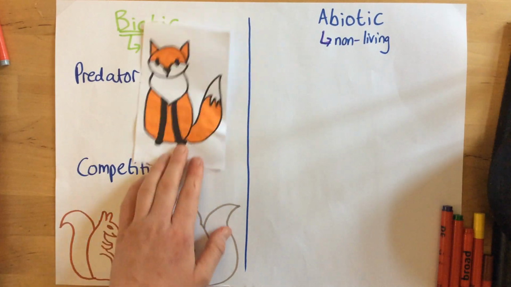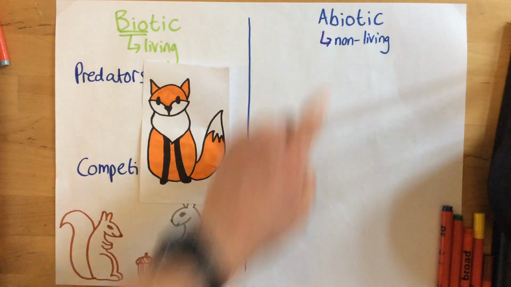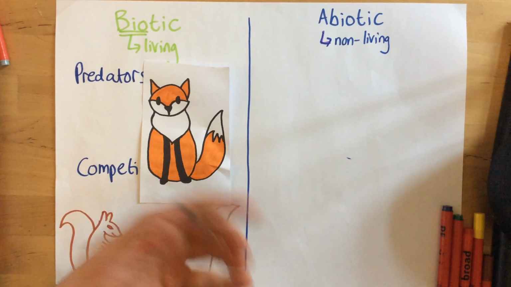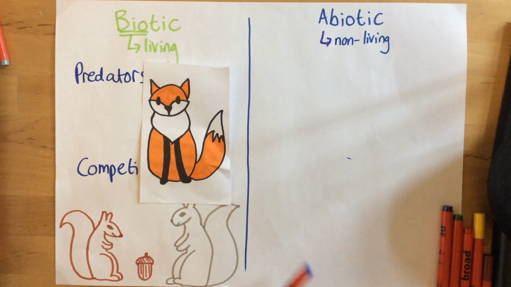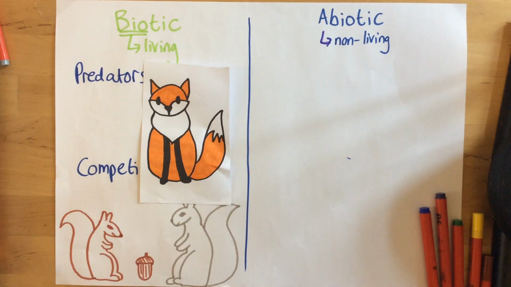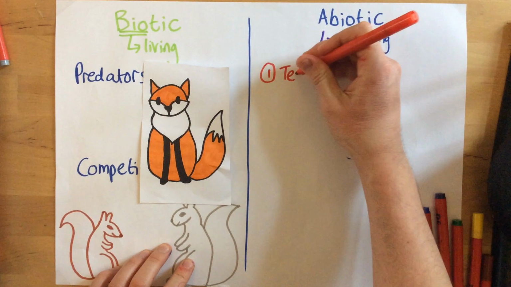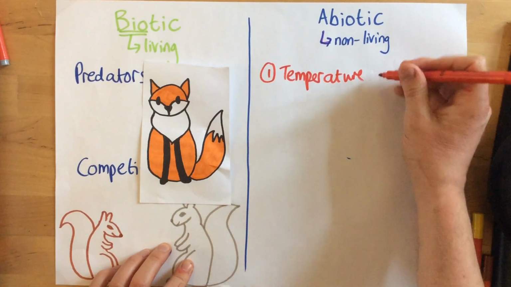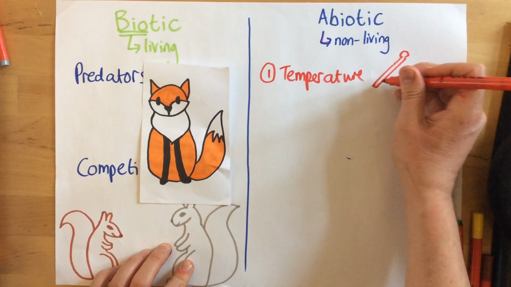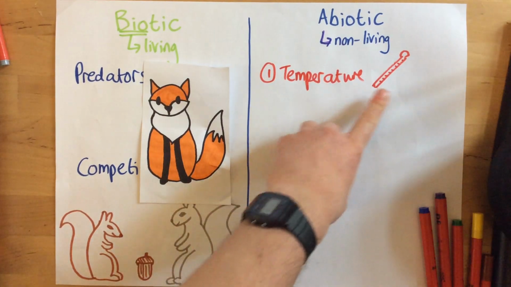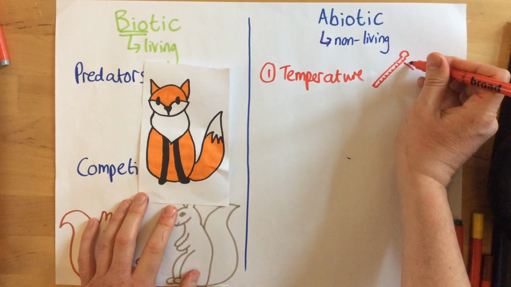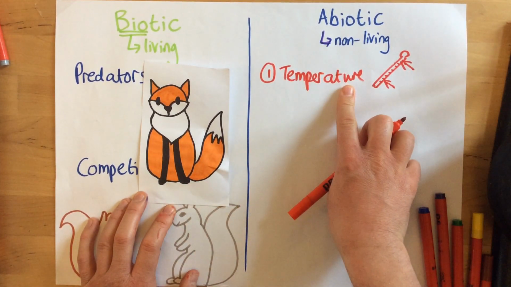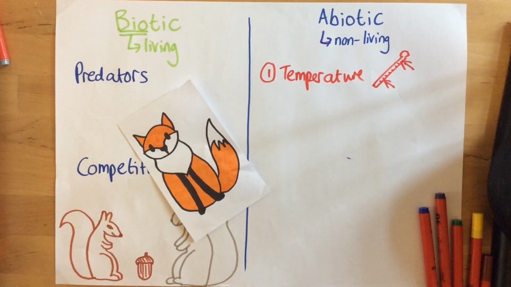The other type of factors that we're going to look at are abiotic factors. Now, these are the non-living things that can alter the population of an organism within an ecosystem. So there's four things that we're going to look at. Number one is temperature. So remember, temperature is abiotic because temperature is obviously non-living. So I'm just going to draw a quick picture of a thermometer. So essentially, different animals and plants thrive best at different temperatures. Some thrive best in higher temperatures, some thrive best in lower temperatures. So the temperature can have an effect on the distribution of organisms within an ecosystem.